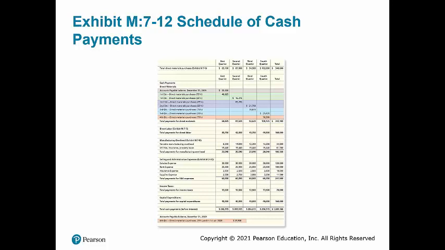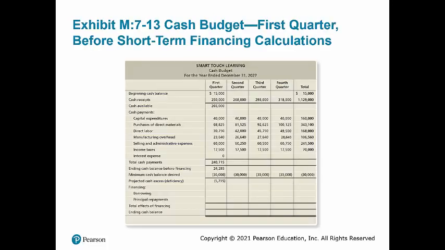Now we would add together all of the amounts for each of the quarters for the cash payments, and at the bottom of the schedule we see the total cash payments that Smart Touch Learning expects for each of the 4 quarters and for the total for the year. These cash payments will now be taken to the actual cash budget. This slide shows the cash budget.